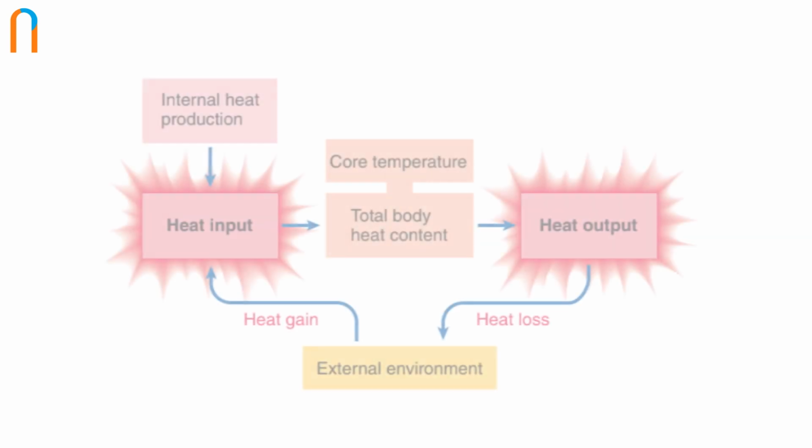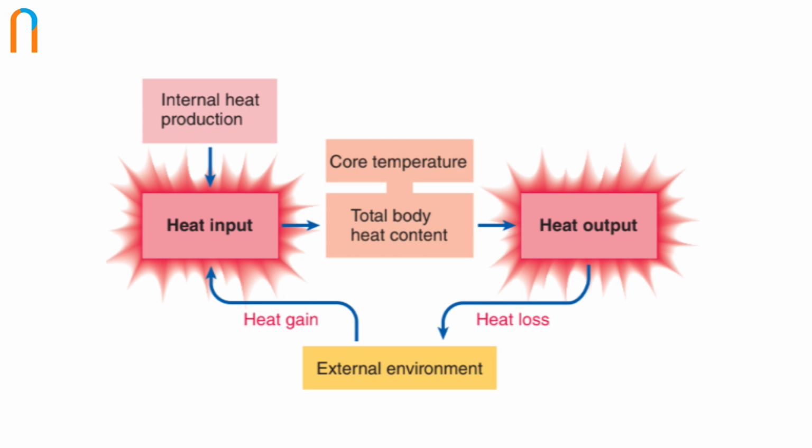The core temperature is a reflection of the body's total heat content. Heat input to the body must balance heat output to maintain a constant total heat content and thus a stable core temperature. Heat input occurs by way of the heat gained from the external environment and internal heat production, the latter being the most important source of heat for the body.